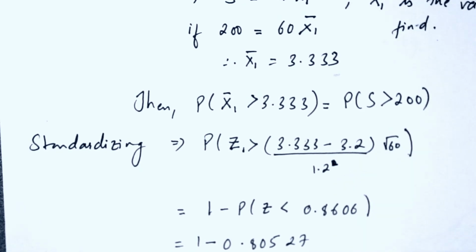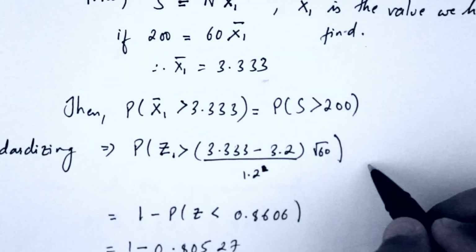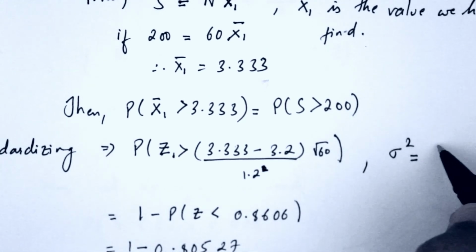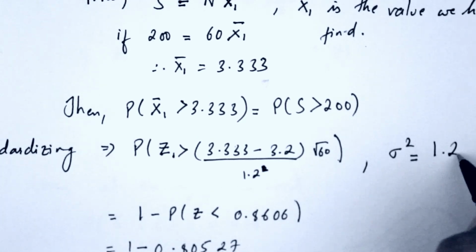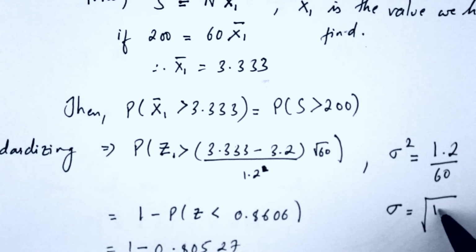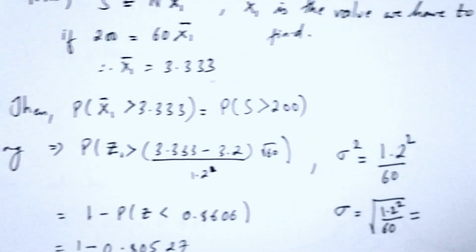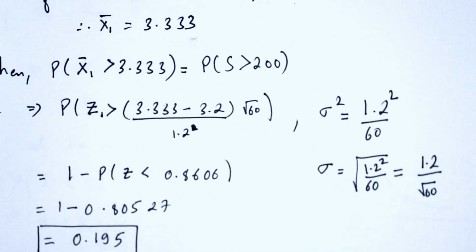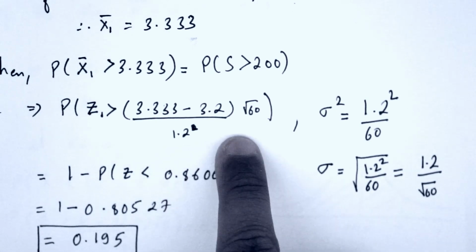Because as the variance is given by 1.2 squared divided by 60, this implies sigma has to be equal to 1.2 by root 60, right? So this is just 1.2 divided by root 60. Okay, so this is the value of sigma that we have used here.